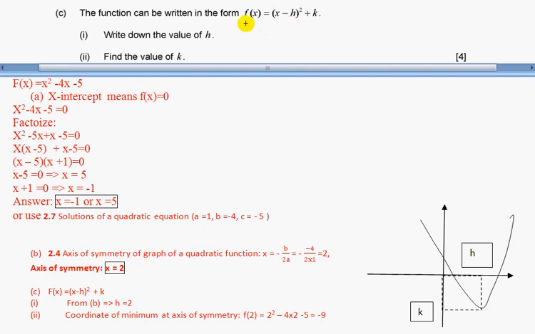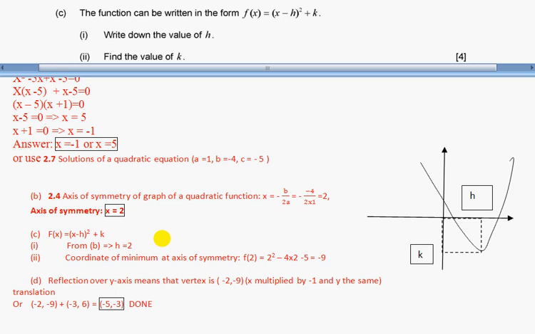So when x equals h, how much is the value? So h equals 2, the coordinate of the minimum on the axis of symmetry equals minus 9. So the value at this point is minus 9. So we should say that k equals minus 9. This is our answer.